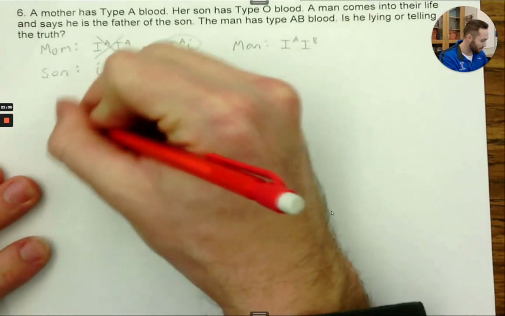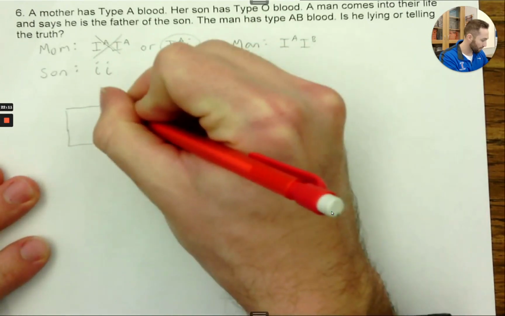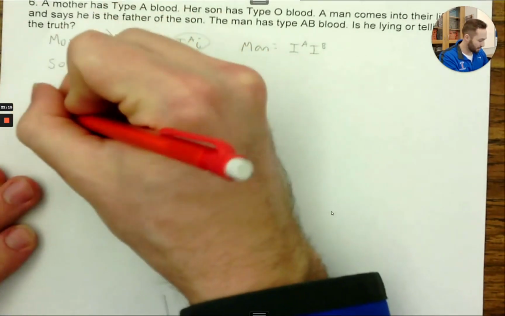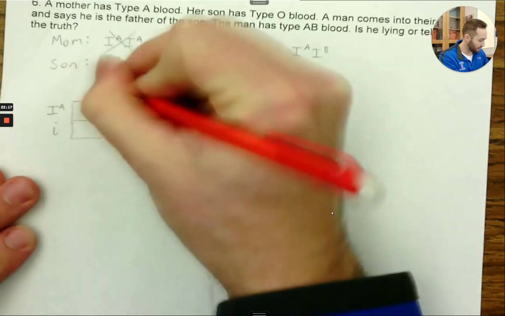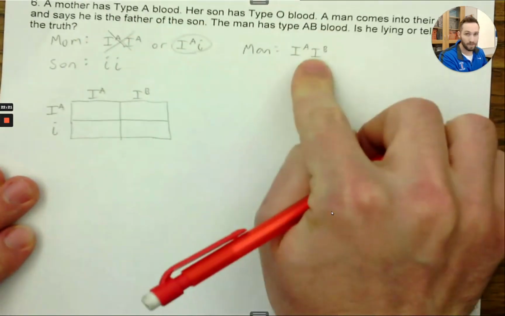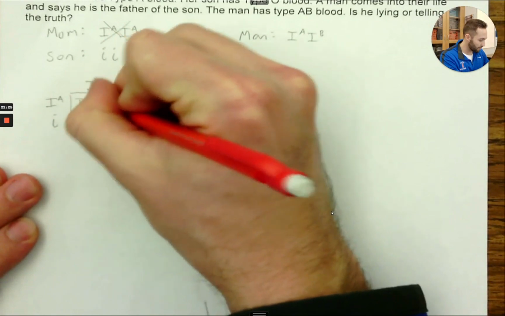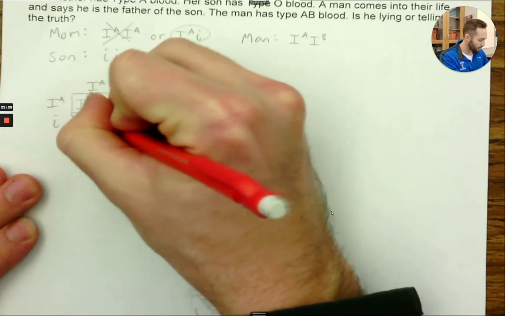And so if I set up a Punnett square for this, the mom, right, is heterozygous for type A blood, and the dad has AB blood. So here's the alleles that mom and the man have. And so if they were to have kids, here's what's possible for their kids in terms of what alleles they pass on.